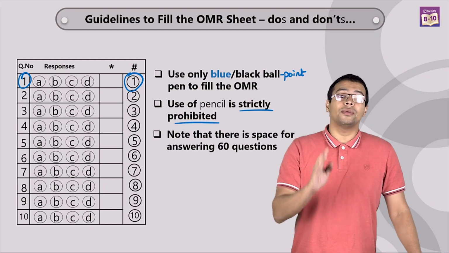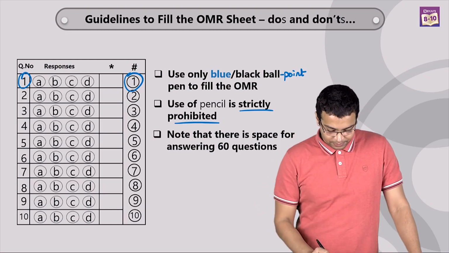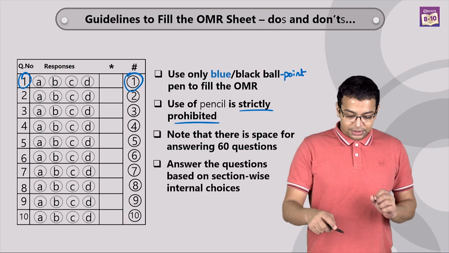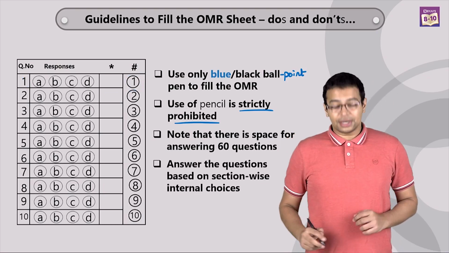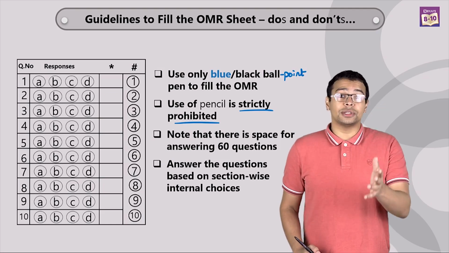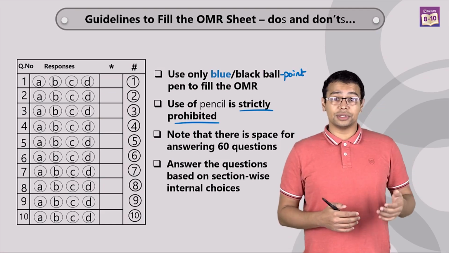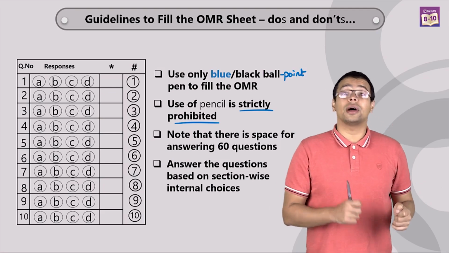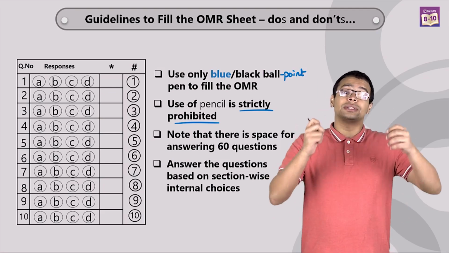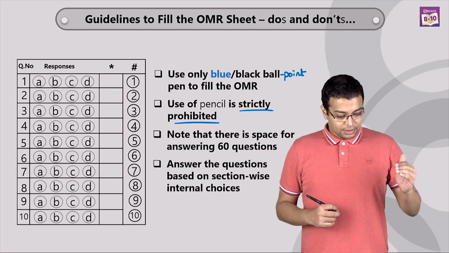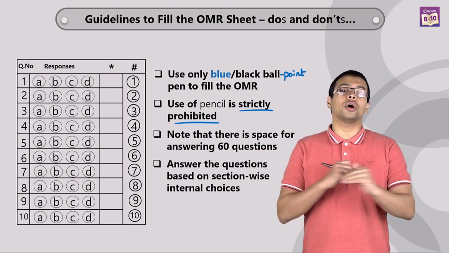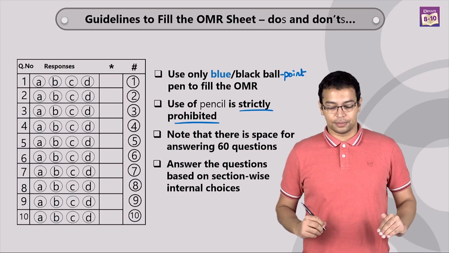Keep that in mind, okay? Be careful when you're approaching your answering. Answer the questions based on the section-wise internal choices that you have, which basically means don't just attempt all questions. You know the kind of questions that you will choose. You look at your question paper, you'll see which ones you want to answer out of the electives or the options. You will see in what order you want to answer them and answer only those, okay? This is an answer sheet. It is not broken down according to different questions and different subjects.